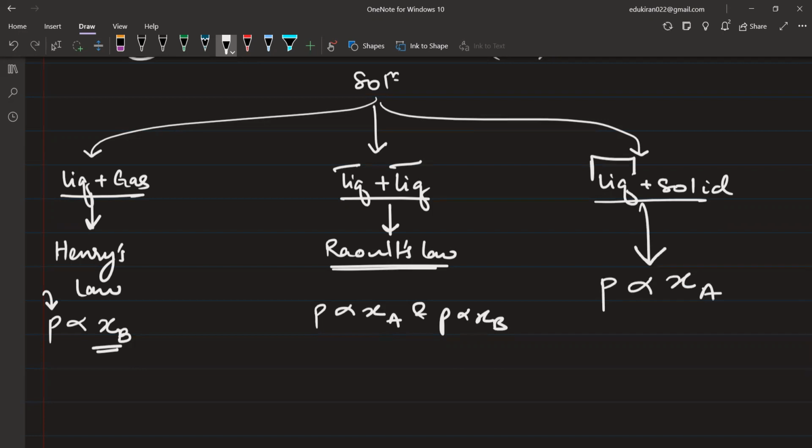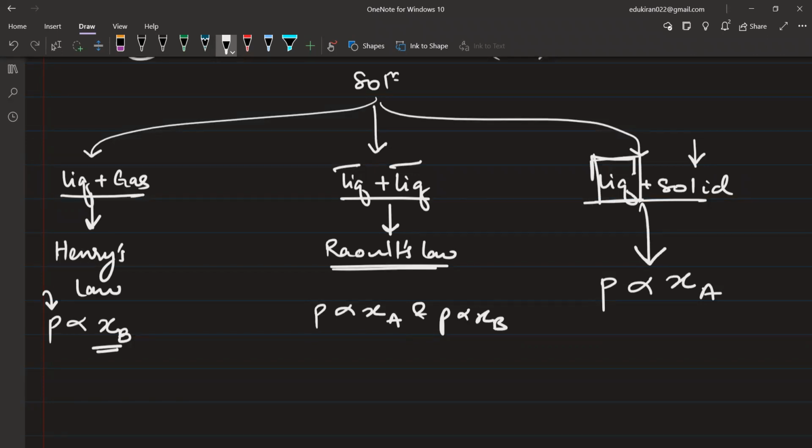Why only chi A? Because only liquid is escapable. Solid cannot escape the solution. Solid cannot directly become vapor. That is why solid is non-volatile, and if it is non-volatile, it is not going to contribute to the vapor pressure. What is contributing to the vapor pressure? Only liquid, and that is chi A. And that is why pressure will be directly proportional to chi A.